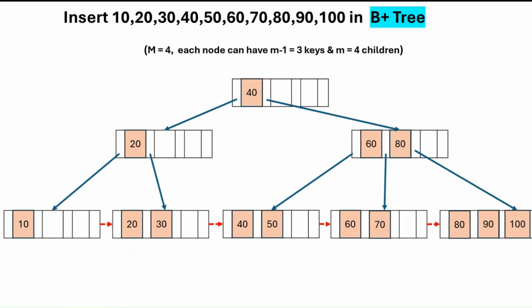Okay. Now, one question might come: why are we not using other types of balanced trees, because the red-black tree and AVL tree are also balanced trees? Why are they not used in database indexing? The reason is, in a B plus tree, you can have multiple keys and multiple children for each node. In an AVL and red-black tree, it is a balanced binary search tree.